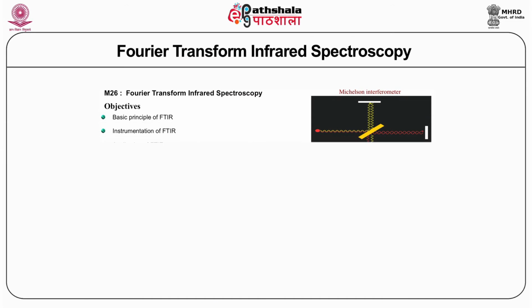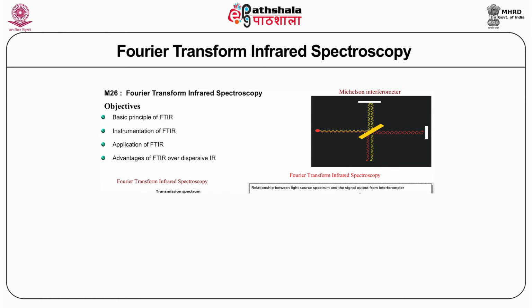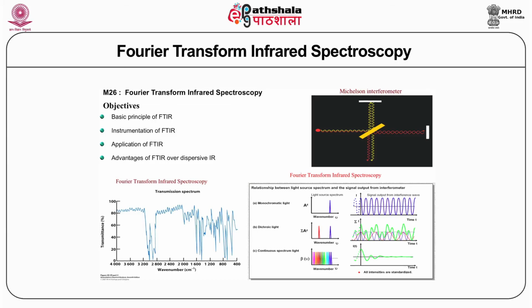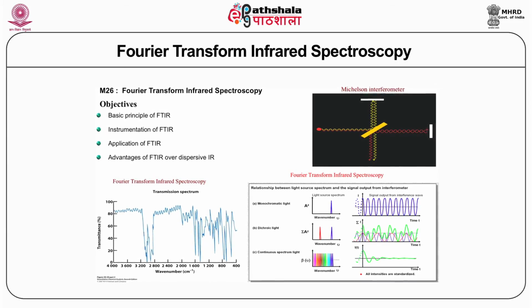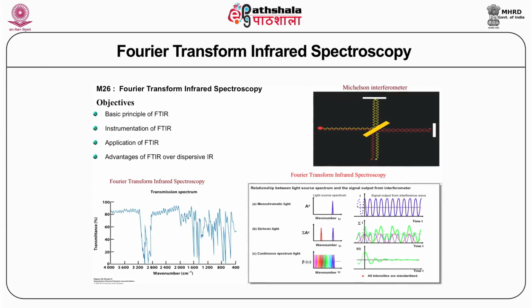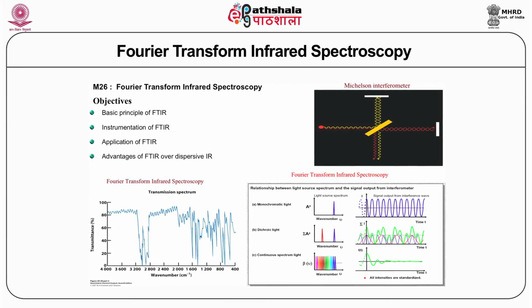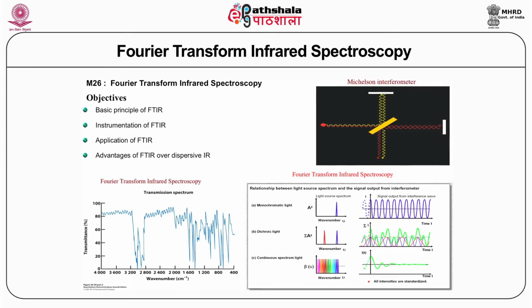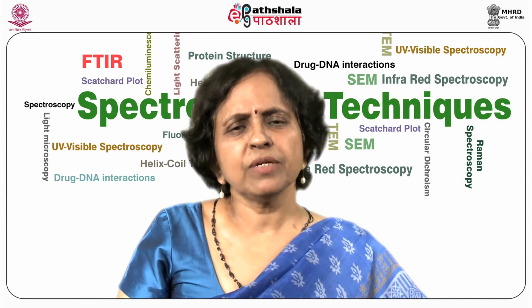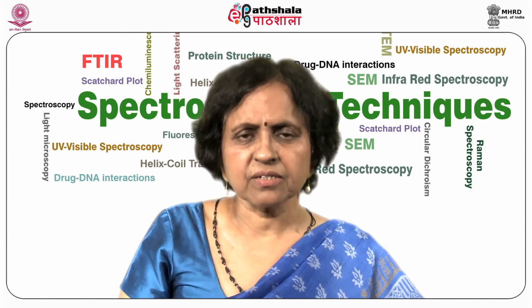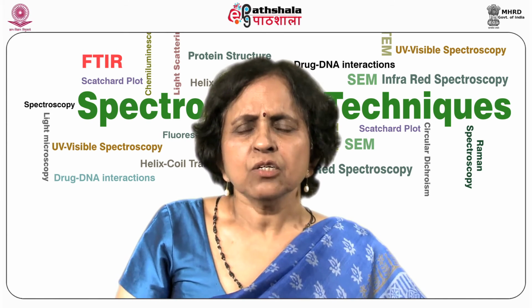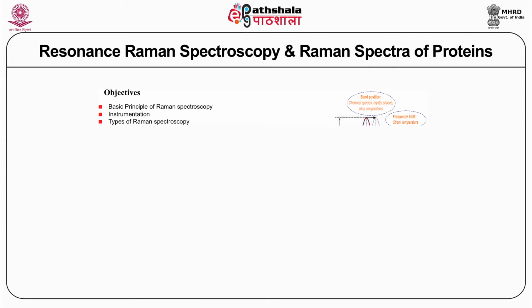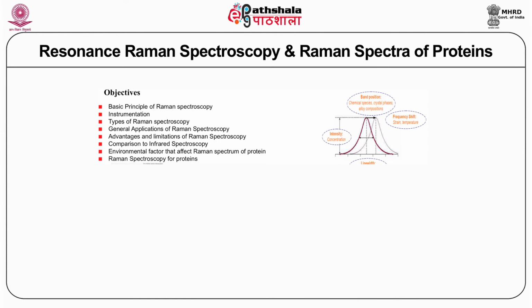Then comes the FTIR, or the Fourier transform IR spectroscopy, because a simple IR is not useful for understanding the biopolymer structures. Only if it is a small peptide it's fine. So FTIR is a boon to understand the protein structure in a different manner. Then of course you will study scattering, elastic, inelastic scattering, Stokes scattering and so forth. Then comes the resonance Raman spectroscopy. Then the Raman spectra of the protein.